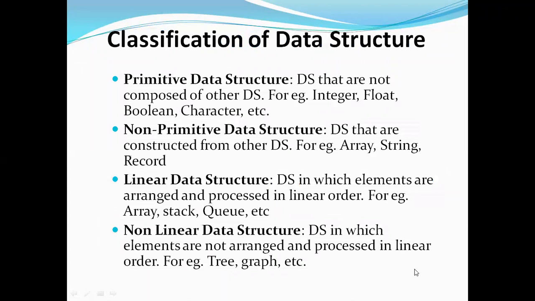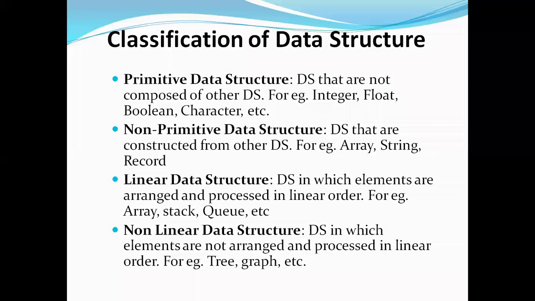Okay, the classification of data structures is primitive, non-primitive, linear, non-linear. So what is primitive? Data structures that are not composed of other data structures, for example integer, float, boolean, character. An integer is a number that is created by itself, so there is no need to create an integer with the help of another number. Similarly float, boolean and character.